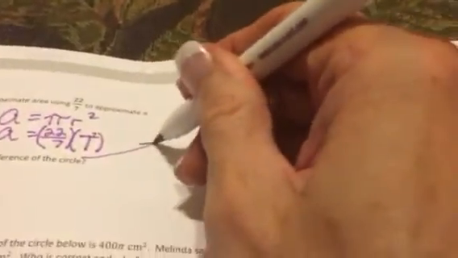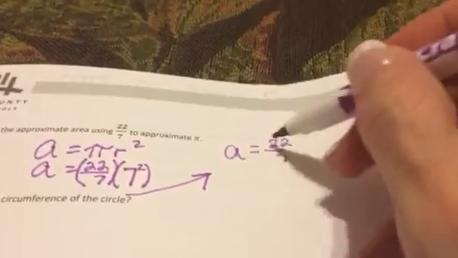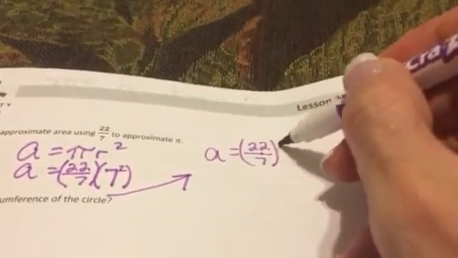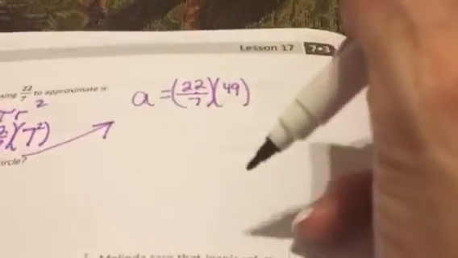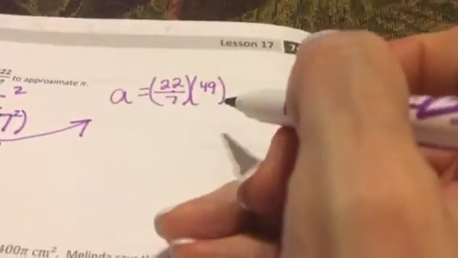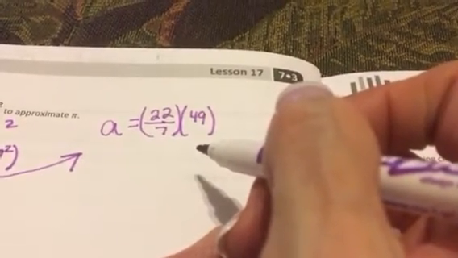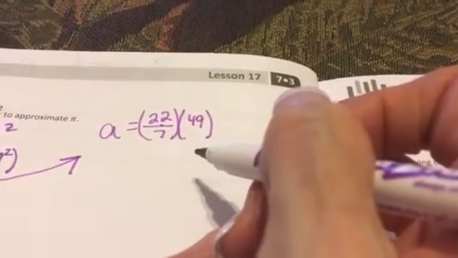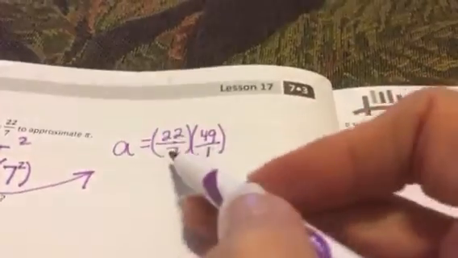I'm running out of room, so I'm going to come up here. A equals 22 over 7, which was my pi. And now I have 49. This is what you guys don't like, multiplying fractions. So somebody who thinks they know what they're doing, how do I make 49 a fraction? Put a 1 under it. Now you can multiply a fraction by a whole number by making the whole number a fraction. Now you can multiply fractions.